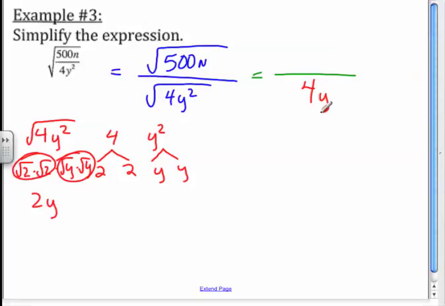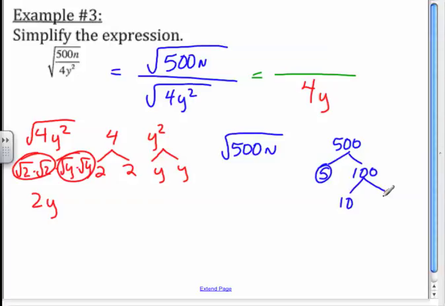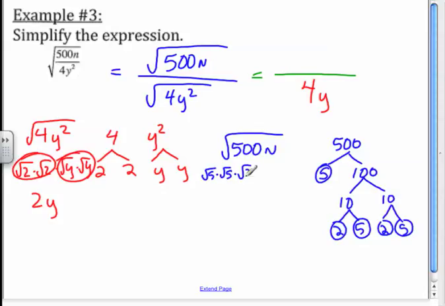Now, let's look at 500n, or the square root of 500n. Okay? So, square root 500n. I need to break down 500. So I'm going to make that, let's see, 5 times 100. And that's prime. And I'm going to make this 10 times 10. And 2 times 5 and 2 times 5. So then those are all prime. Okay? So I'm going to get square root 5 times square root 5 times square root 2 times square root 2. But you know what, folks? I cannot forget the n, right? So I've got times square root n right there.